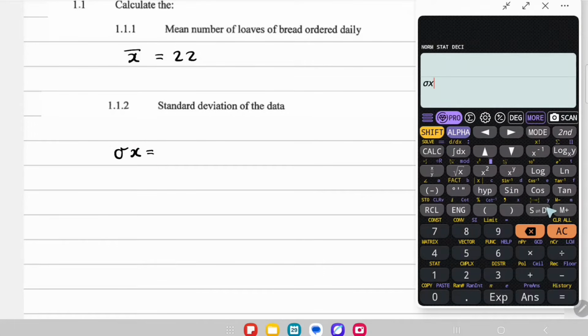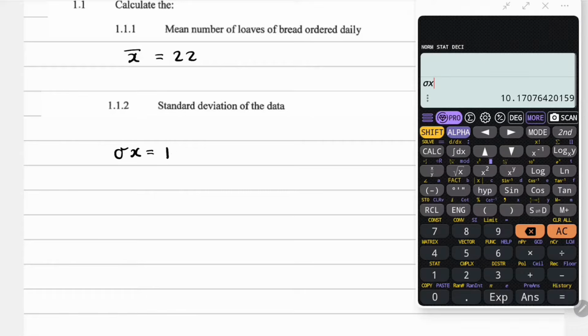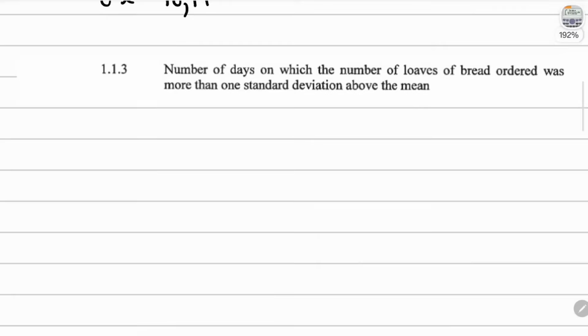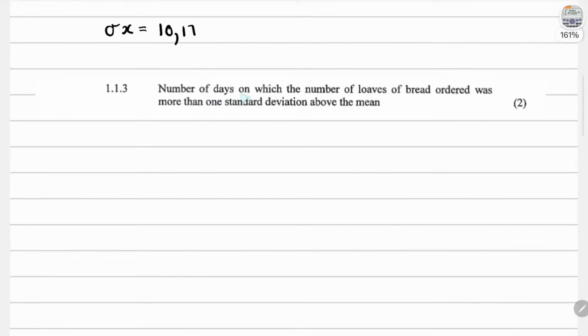So in this case, it's in decimals. So that is 10.17. And that is the standard deviation. Moving on to the next question. Question 1.1.3 says, we need to calculate the number of days on which the number of loaves of bread ordered was more than one standard deviation above the mean.